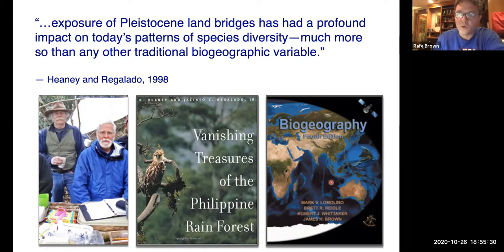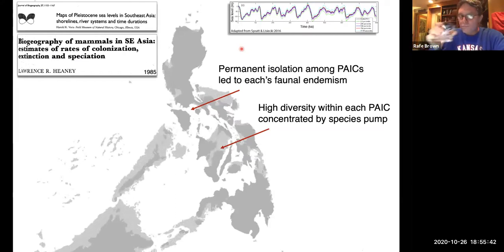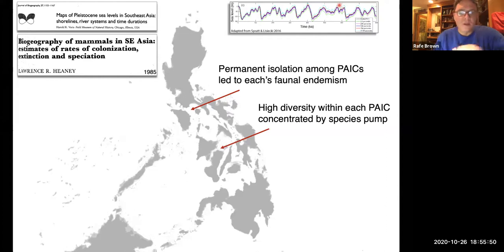You see quotes like this that wrap it up as something that probably had an impact beyond the other traditional biogeographic barriers or factors. So while I run this animation, there's a copy of a heavily cited paper that first lays out this story early on. Let me see if I can move this around so I can see.